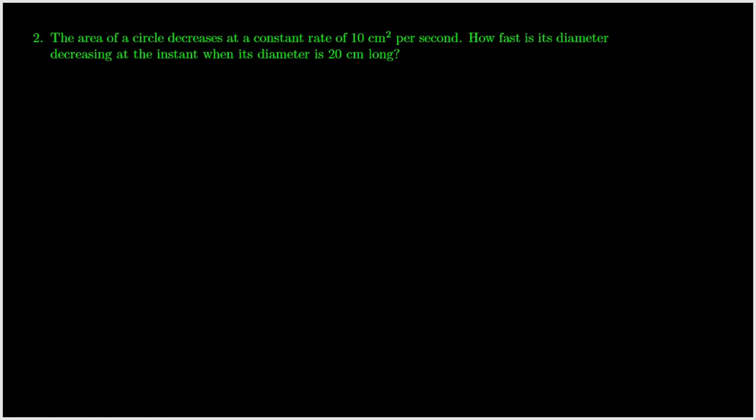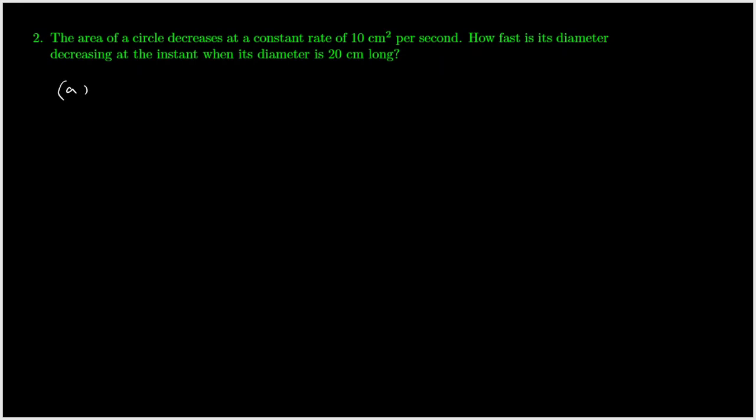Now you read the question. We know the area of a circle is decreasing at a constant rate. You just imagine you have a drop of water. When it dries, the area decreases at a constant rate. Now the question is how fast the diameter is decreasing, an instantaneous rate, when the diameter is 20 centimeters long. Because the question is very similar, I'm going to go over this a little bit quicker.